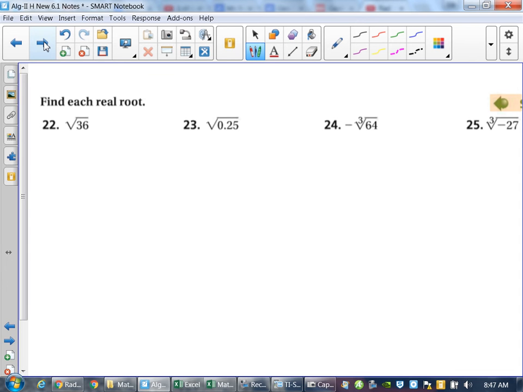What's the square root of 36? What's the square root of a 4th? What is the opposite of the cube root of 64? What is the cube root of negative 27?